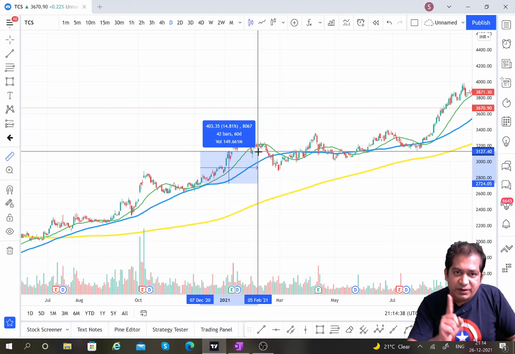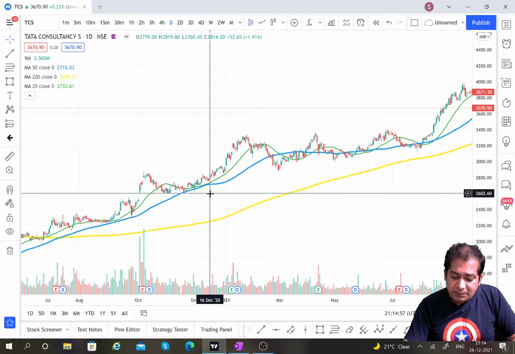What is your CAGR, compounded annual growth rate? In 2 months, 15%. It means in 1 month, 7.5%. Can you imagine in 12 months how much you are getting? Alright. So around 84-85% in a year. Again, I will wait for an opportunity.